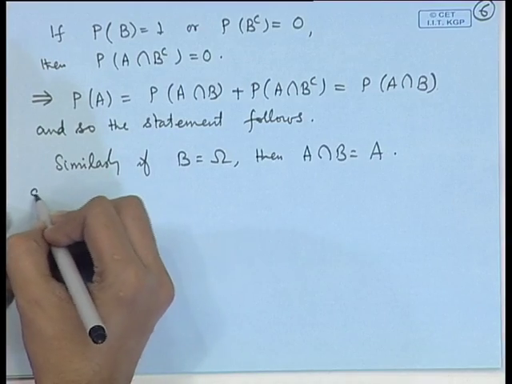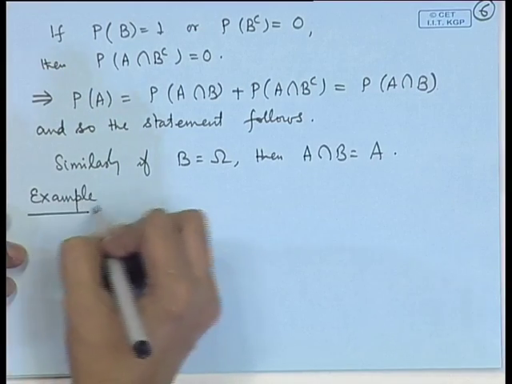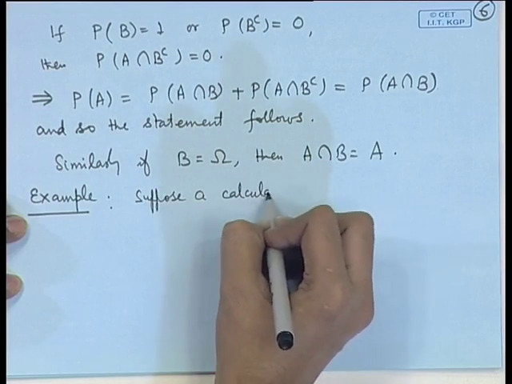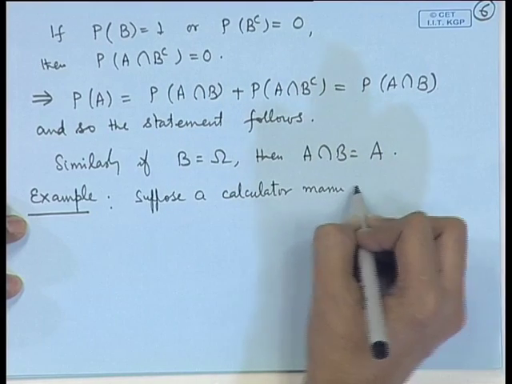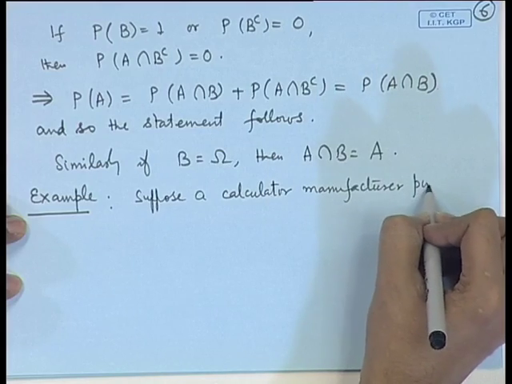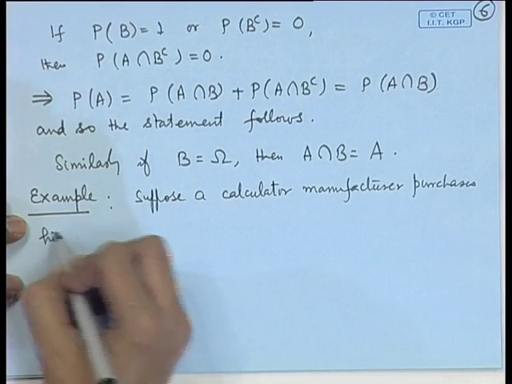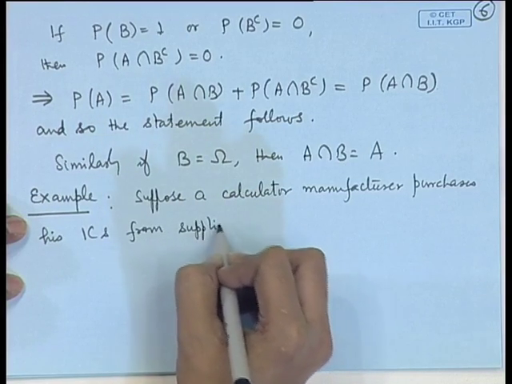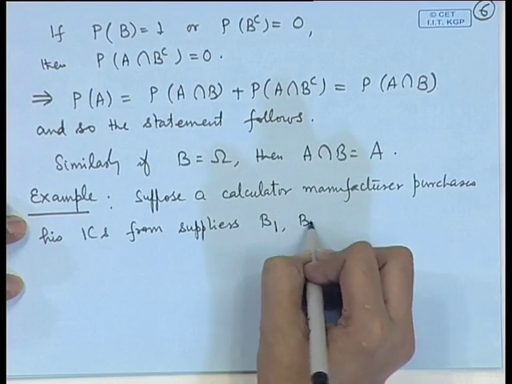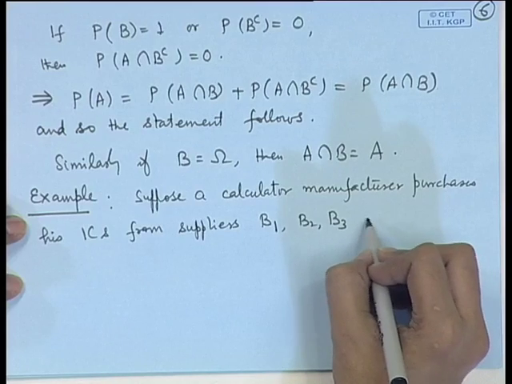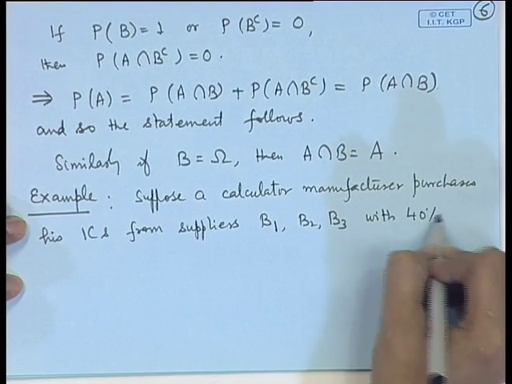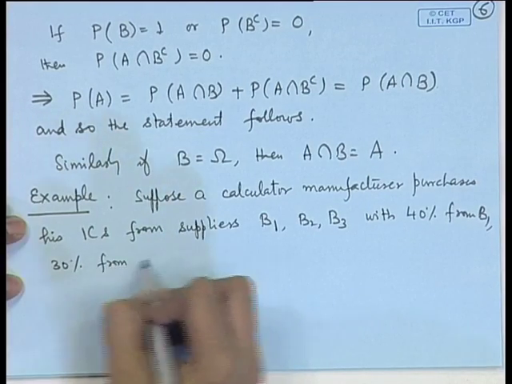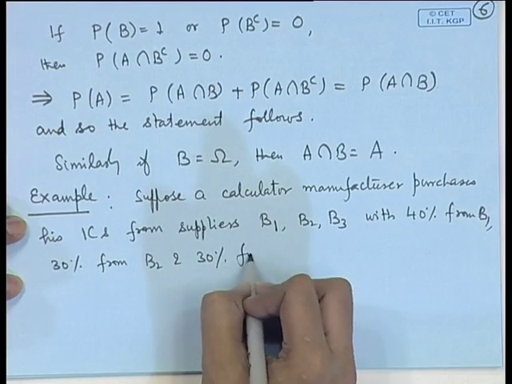So, let me give an example here. Suppose a calculator manufacturer purchases his ICs from suppliers say B 1, B 2, B 3 with 40% from B 1, say 30% from B 2 and 30% from B 3.